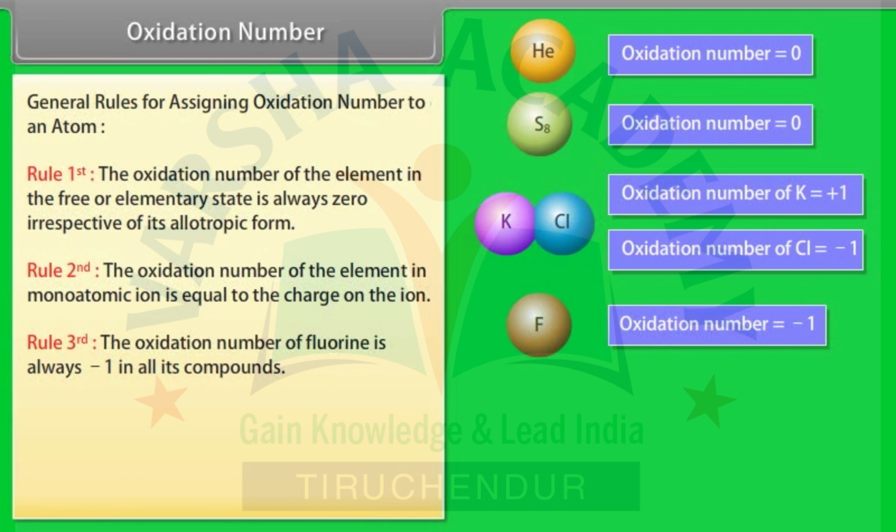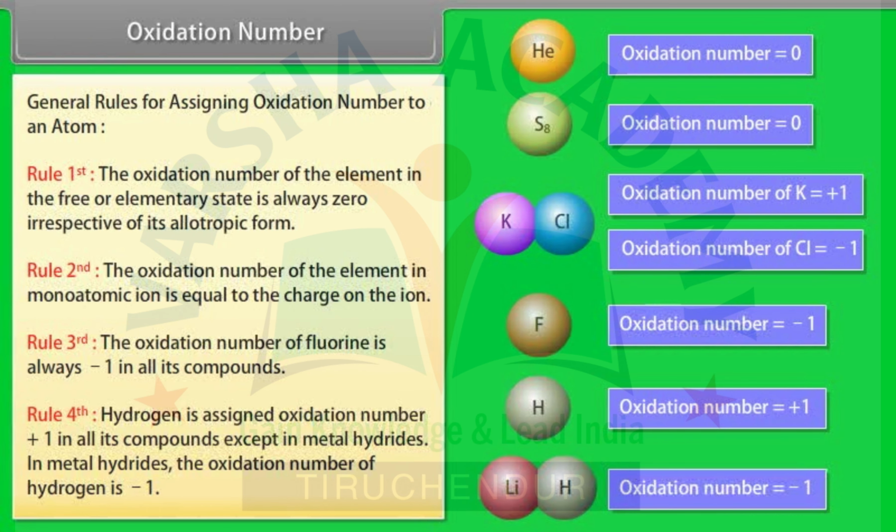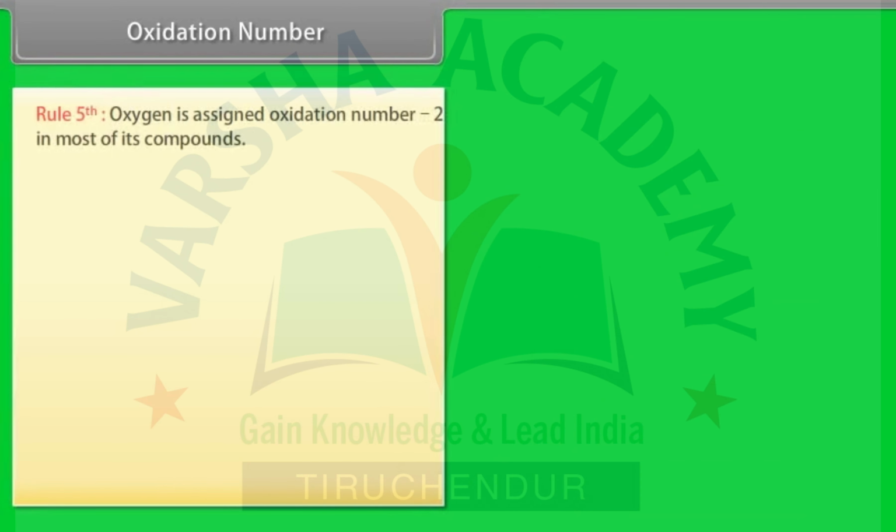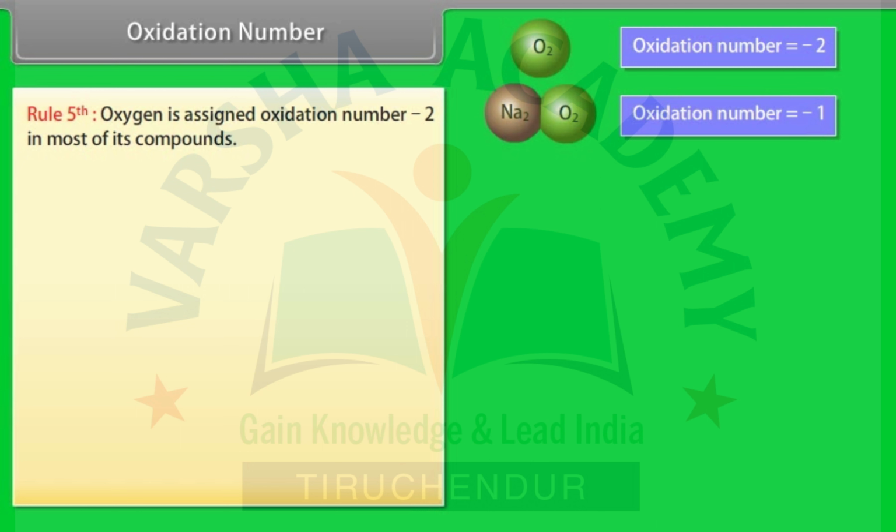Rule third. The oxidation number of fluorine is always -1 in all its compounds. Rule fourth. Hydrogen is assigned oxidation number +1 in all its compounds except in metal hydrides. In metal hydrides, the oxidation number of hydrogen is -1. Rule fifth. Oxygen is assigned oxidation number -2 in most of its compounds.